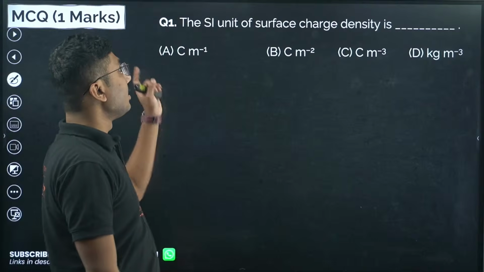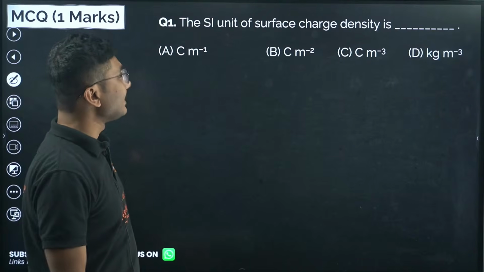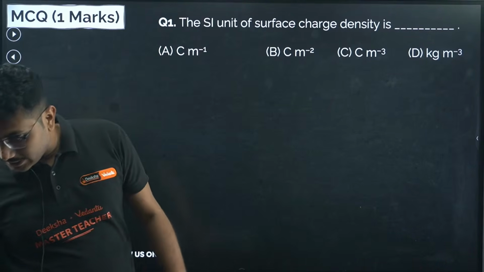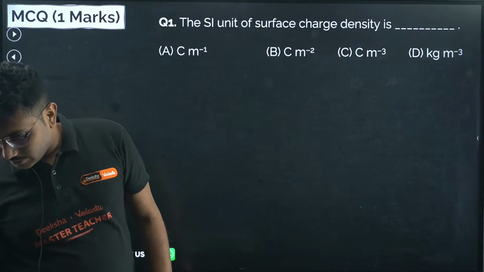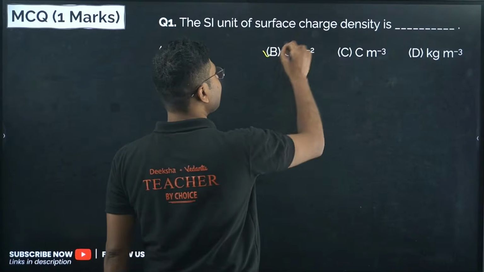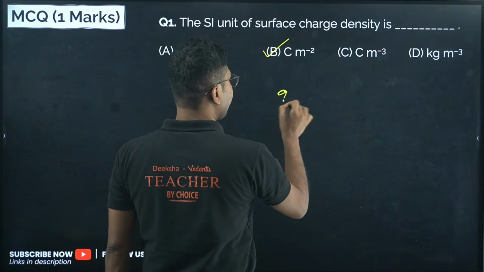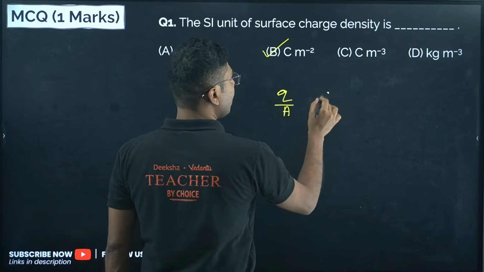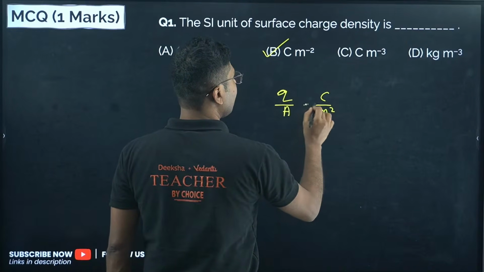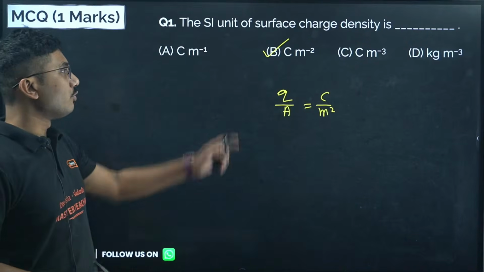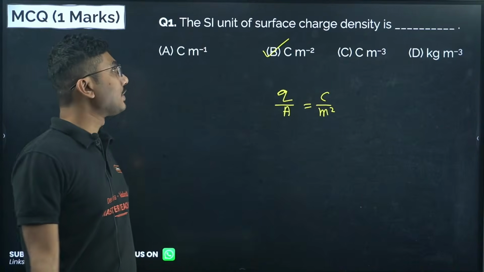Everything we will do. SI unit of surface charge density is... Bunny is saying B. Yes, surface charge density is charge divided by surface area. So Coulomb by meter square. Okay, Coulomb by meter square or Coulomb meter to the power -2 is the answer.